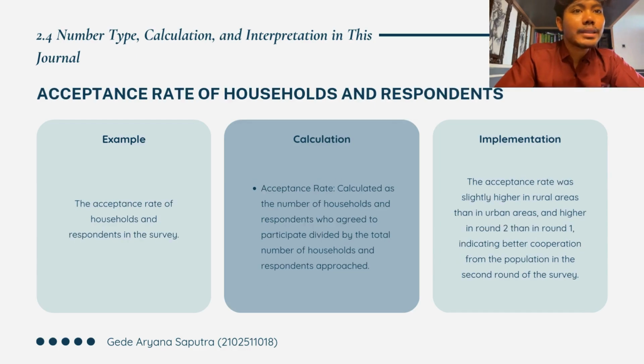The fourth number type is the acceptance rate of households and respondents. The acceptance rate of households and respondents in the survey is calculated as the number of households and respondents who agreed to participate divided by the total number of households and respondents approached. The implementation of the result is that the acceptance rate was likely higher in rural areas than in urban areas and higher in round 2 than in round 1, indicating better cooperation from the population in the second round of the survey.